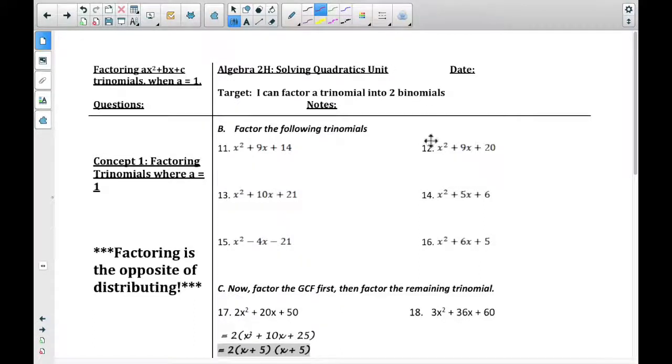Hi guys, this video today is going to cover how to factor when a is equal to 1. And when I say a is equal to 1, I'm talking about this term right here, like there's no number in front of the x, it's just 1.